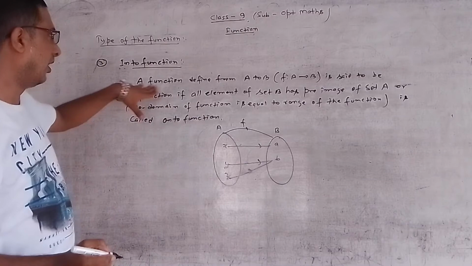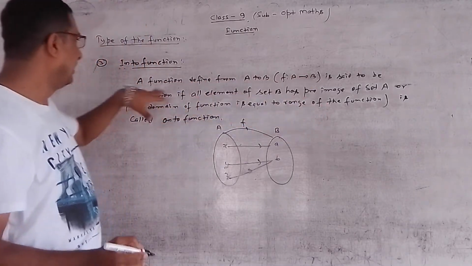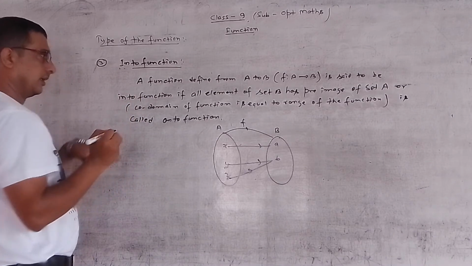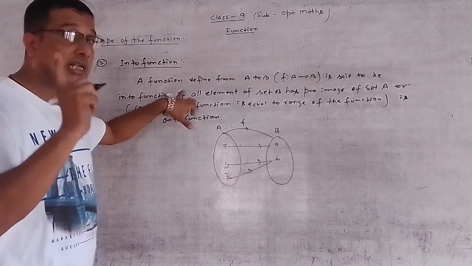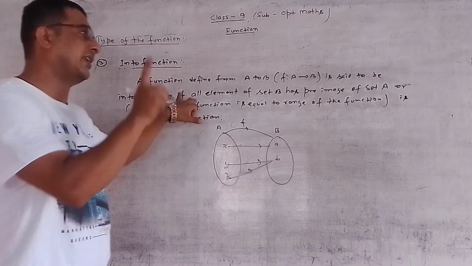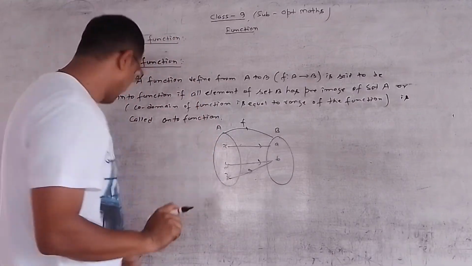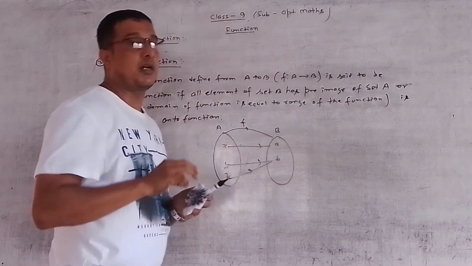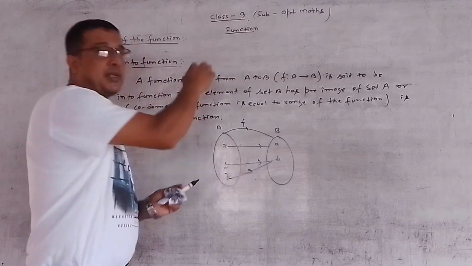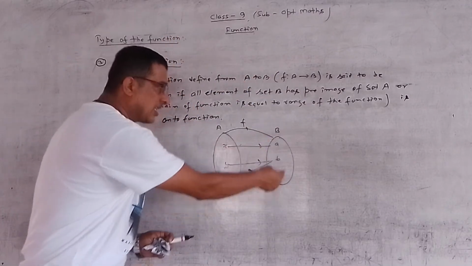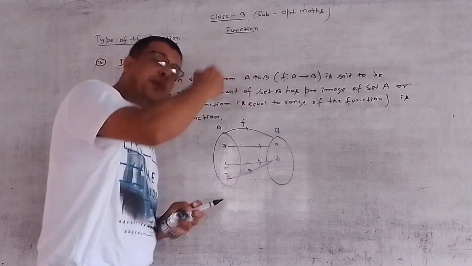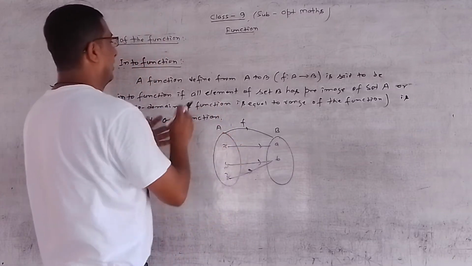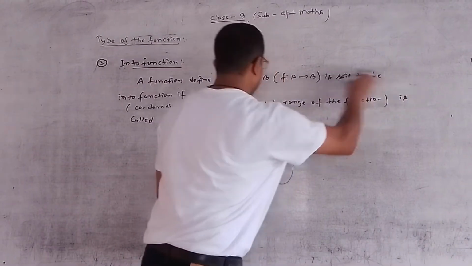Into function. A function defined from A to B is said to be an into function if at least one element of set B has no preimage. So here all elements of set B participate in a mapping. If at least one element of set B has no preimage, or does not participate in a mapping, it is called an into function. So there is some difference from it.